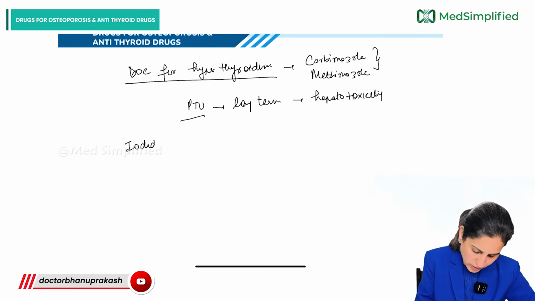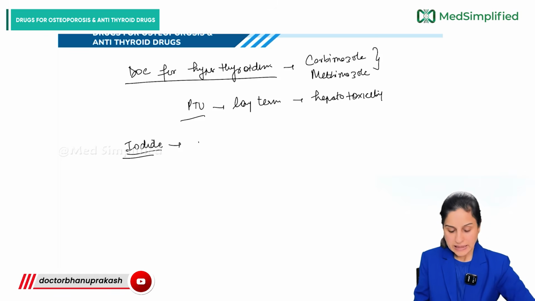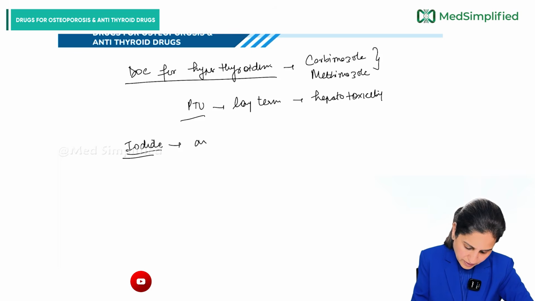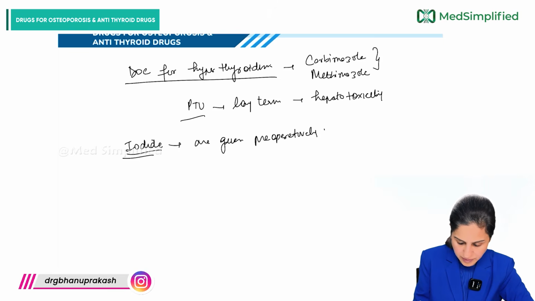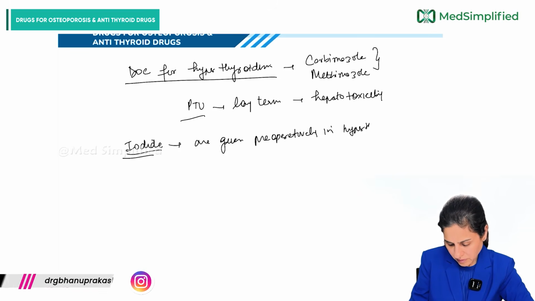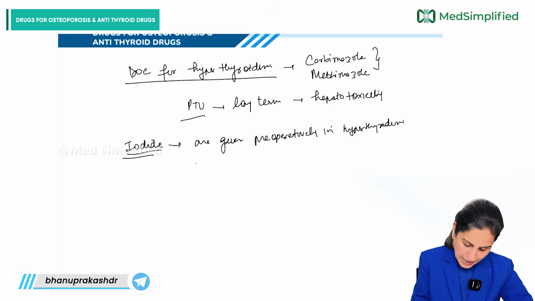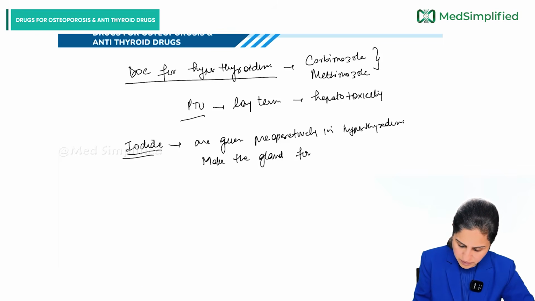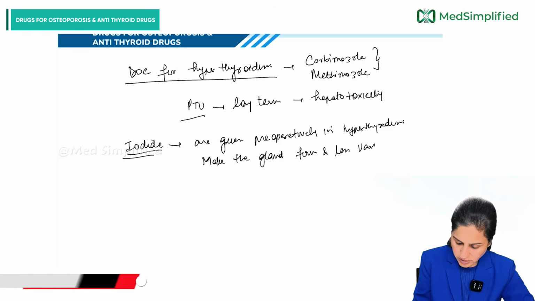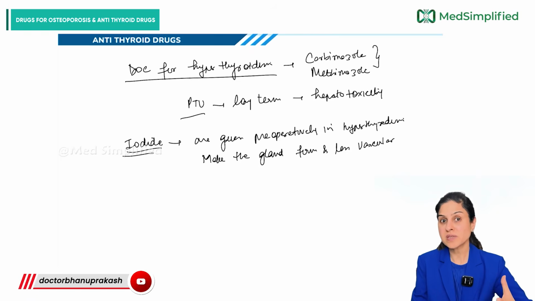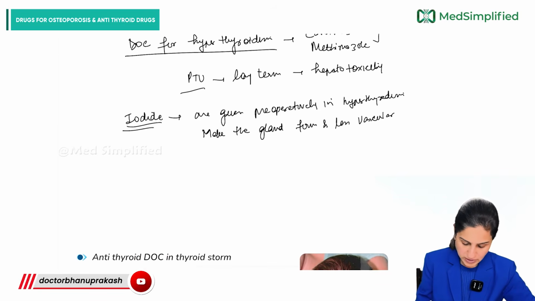Then an important thing is about iodides. Iodides, like sodium and potassium iodide, are given preoperatively in case of hyperthyroidism, so that we bring down the thyroid levels before surgery. And what they do is make the gland firm and less vascular. They cause shrinkage of the gland, so that it is easy to perform the surgery. Less bleeding is going to be there. Fewer complications are going to be there.